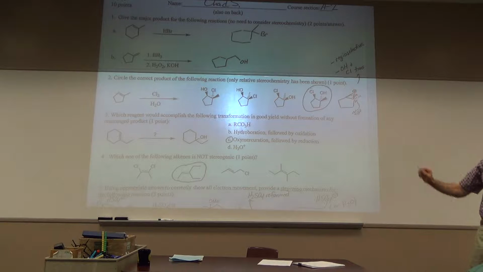Oxymercuration would give that product without any rearrangement. How we do? What about H3O+? I thought it was H3O+. The hydrogen would go on the top, which just goes right here.